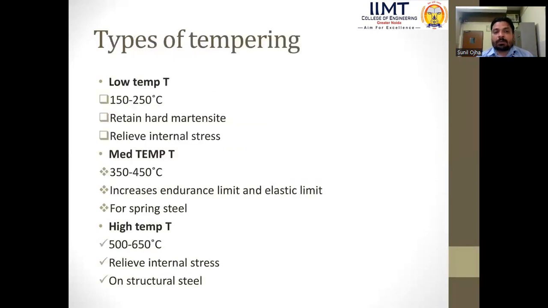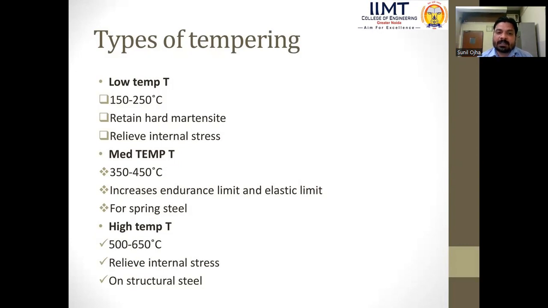Types of tempering. As you can see, the range is 250 to 650 degrees centigrade. In the different temperature ranges, we achieve different tempering processes, and they have different objectives. First is low temperature tempering. It is from 150 to 250 degrees centigrade. It retains the hard martensite and relieves the internal stresses.